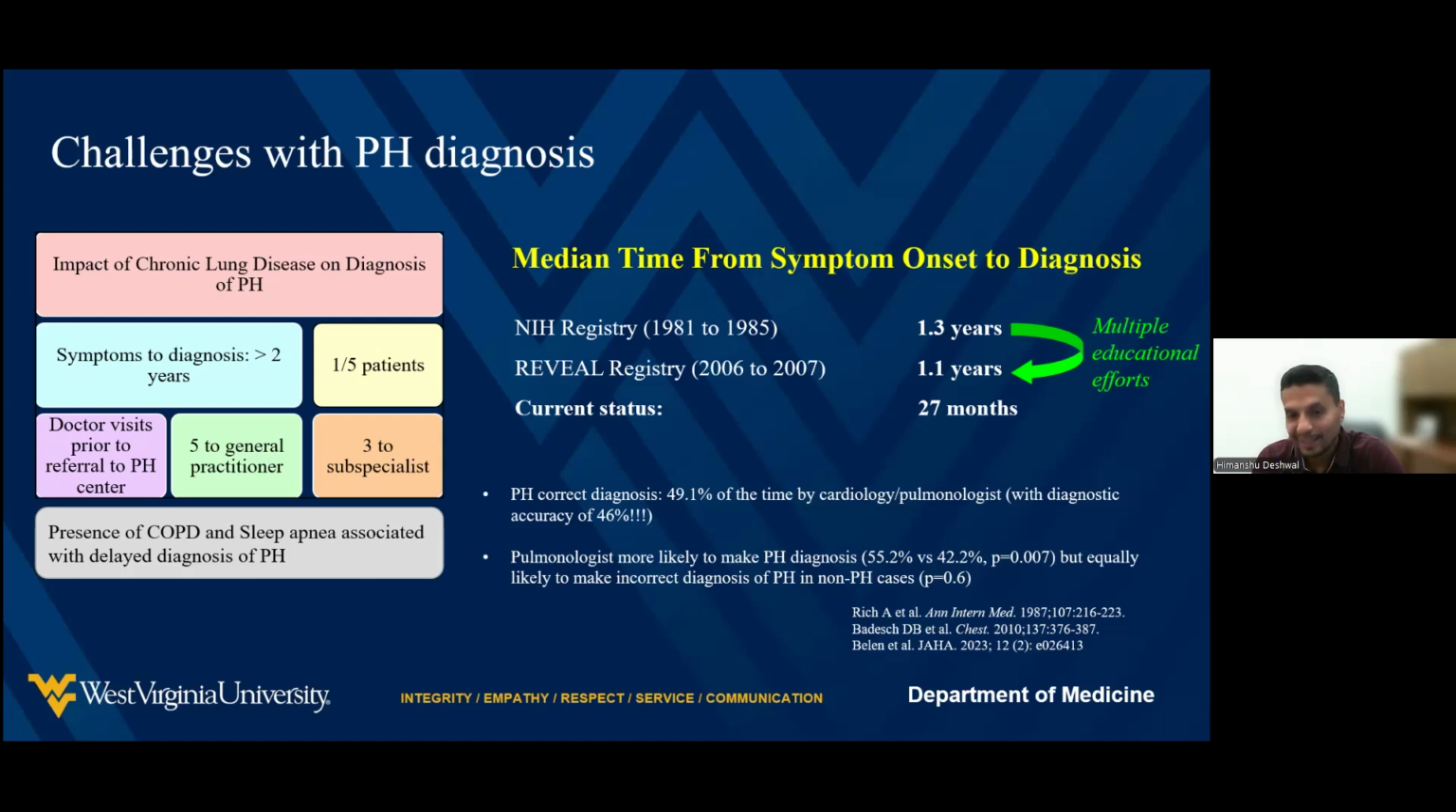Pulmonologists were most likely to make a PH diagnosis, not significantly different from cardiologists, but were equally likely to make an incorrect diagnosis of PH when they did not have PH. So this tells a lot about the current status of how misunderstood or misdiagnosed pulmonary hypertension is, and hence this talk today, to enlighten a little bit about this disease and sensitize us to what we can do to diagnose it.